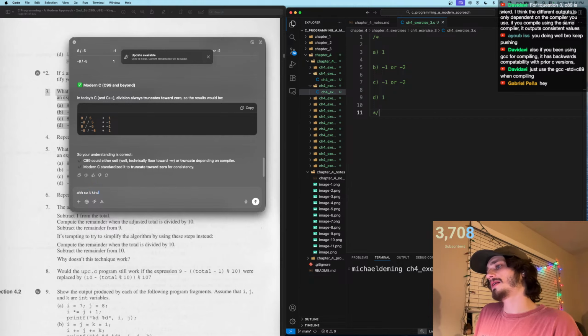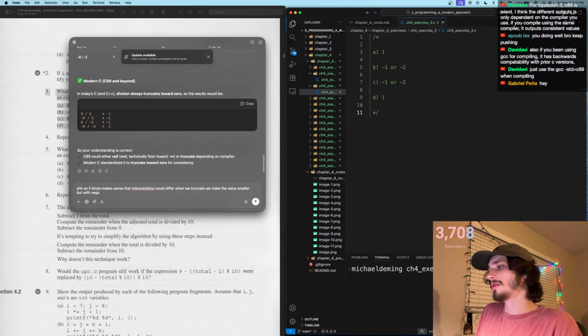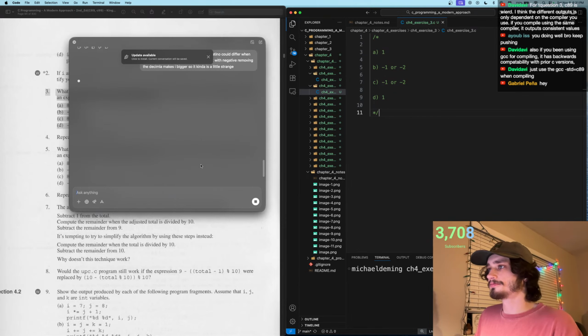So it kind of makes sense that interpretation could differ when we truncate. We make the value smaller, but with negatives, removing the decimal makes it bigger. So it kind of is a little strange. That's a good objection. It shows that you're thinking about the geometry of the number line, not just the arithmetic.